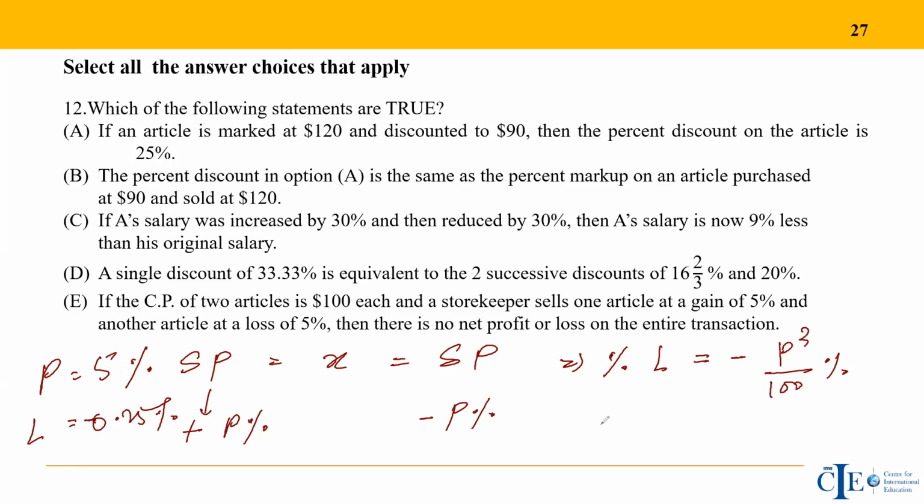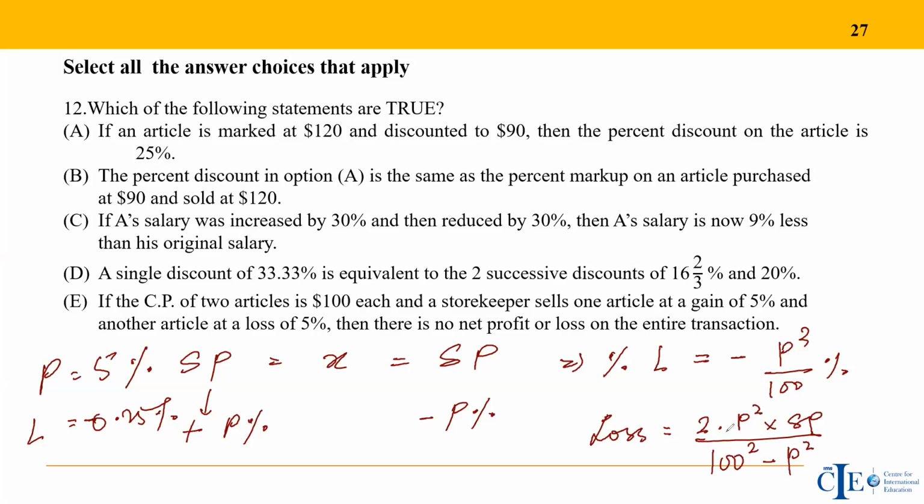If you have to find out the actual value of the loss, how much is the loss? Then if you have to find out the loss value, it is given as 2 into P square, into the selling price, upon 100 square minus P square. This will be the actual value of the loss that he would suffer.